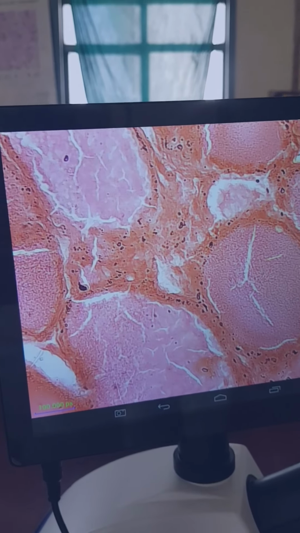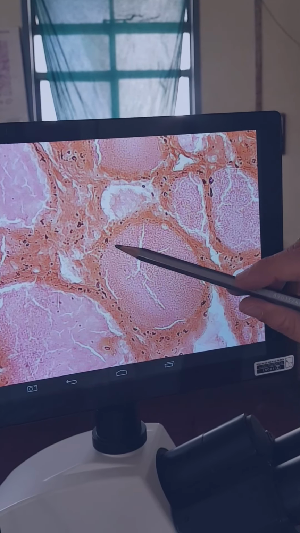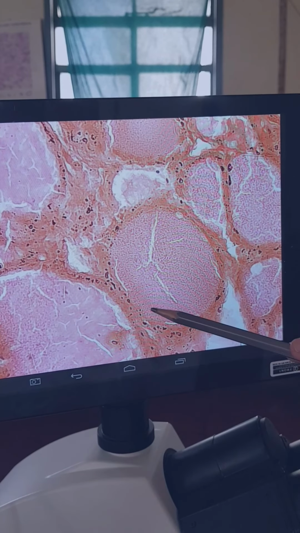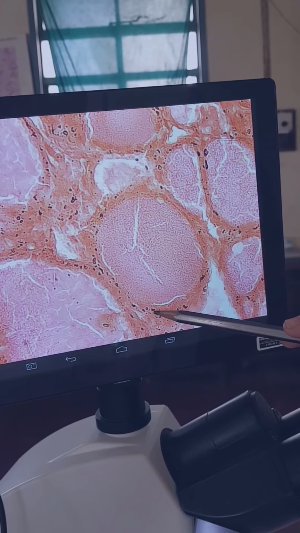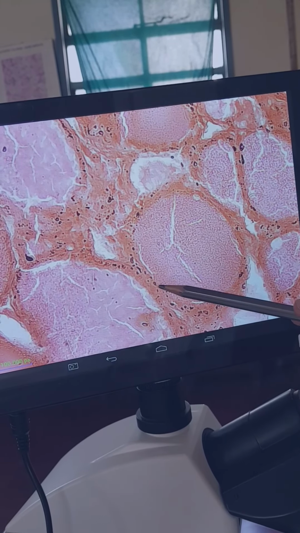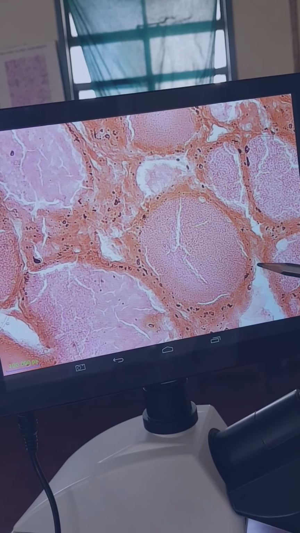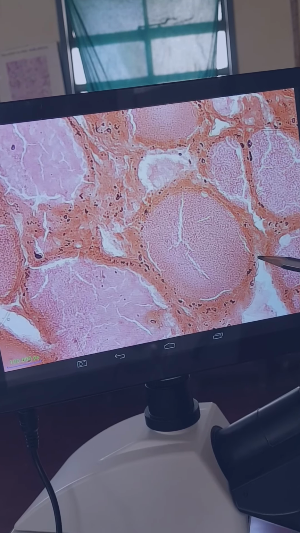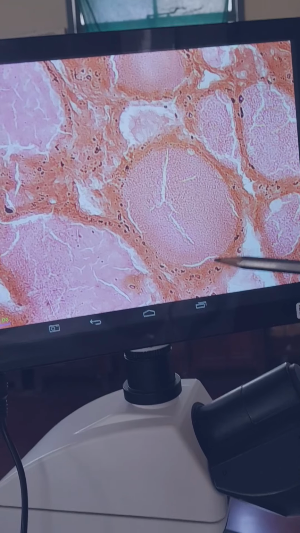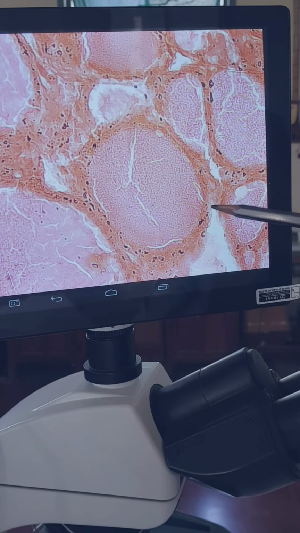This is the simple cuboidal epithelium. Slide is of thyroid gland. See, this is the thyroid follicle lined by simple cuboidal epithelium. Cuboidal means height and width of the cell are equal, and nuclei are rounded. See, these are the rounded nuclei and they are placed in the center of the cell. This lining of the thyroid follicle is the simple cuboidal epithelium. Its function here is secretion.